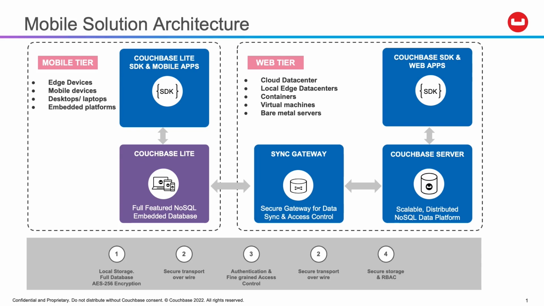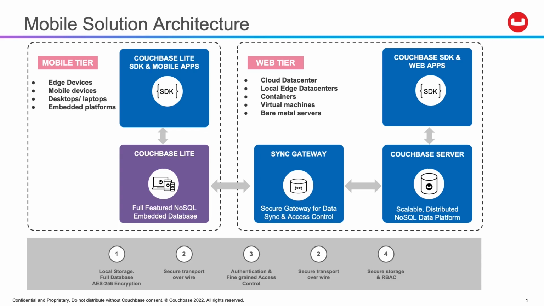Mobile tier consists of CB Lite, which is an embedded database which is again part of our mobile stack and can be installed as part of mobile or desktop applications. CB Lite can be deployed on edge devices such as Raspberry Pi or any iOS or Android device, and even on desktop for desktop applications. Usually, applications will package CB Lite along with their apps.